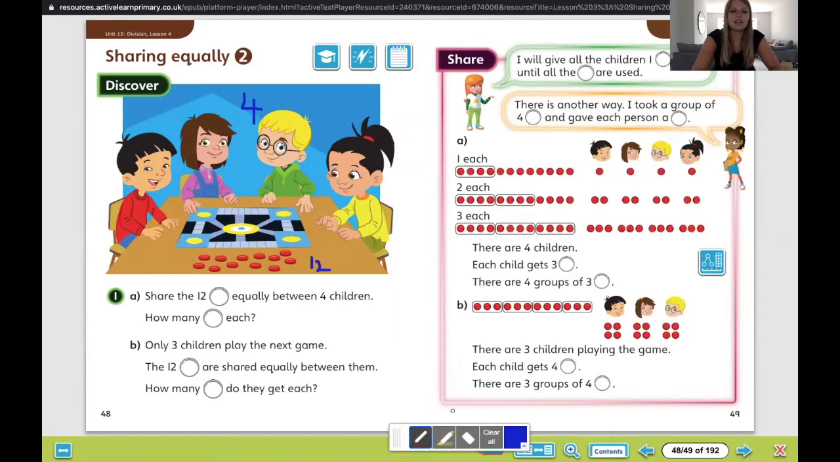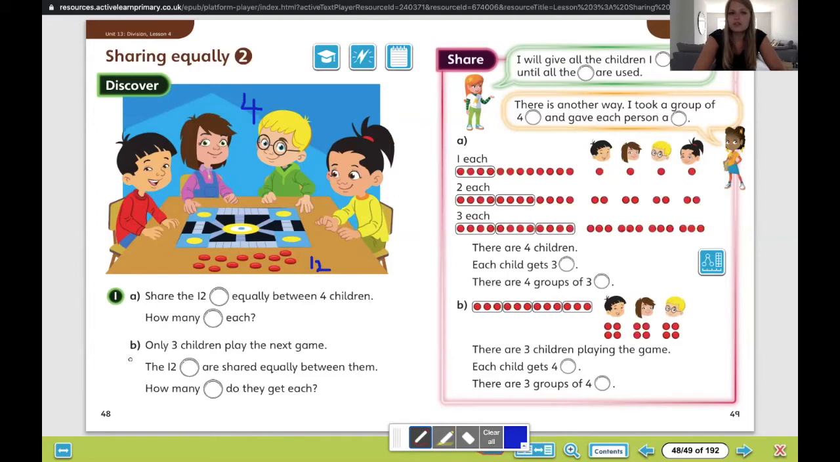Question 1a. Share the 12 counters equally between the 4 children. Can you remember back to last session when we were sharing? What did that mean? Well done. It means that we're giving each person, each group, 1 counter at a time so that all of the children, all of the groups have exactly the same. They have equal amounts. So share the 12 counters equally between the 4 children. How many counters each?